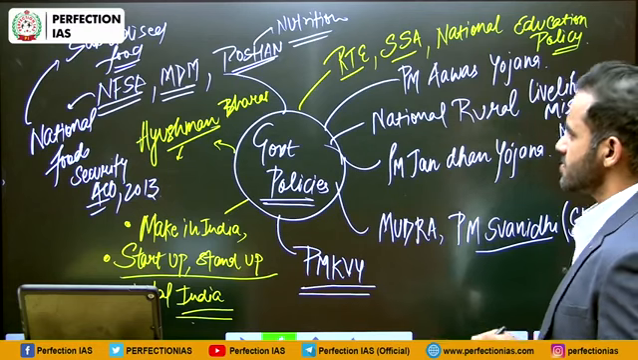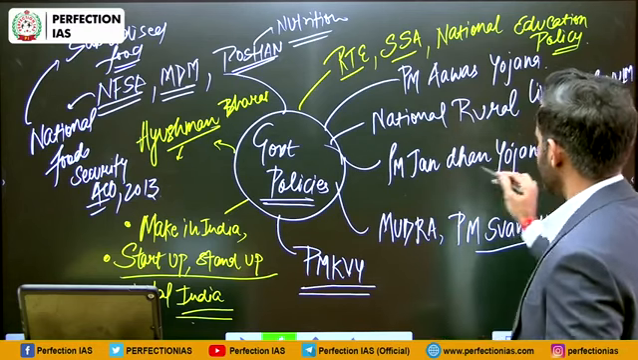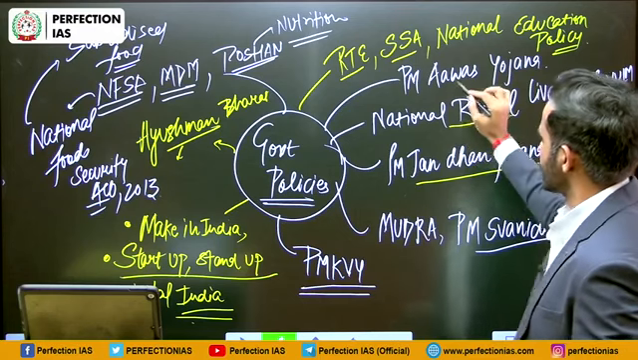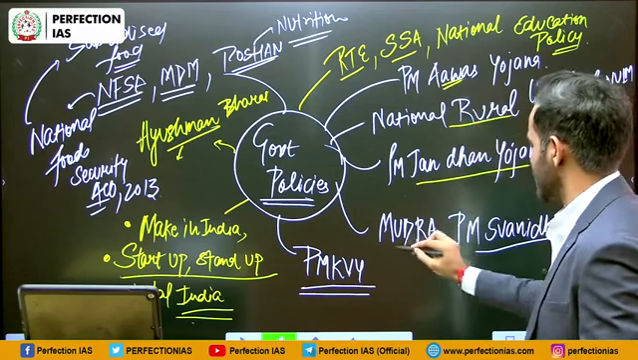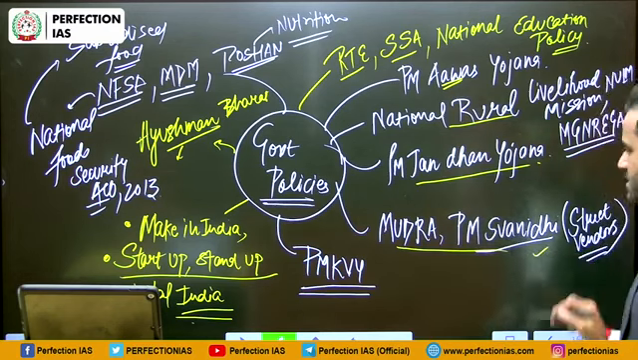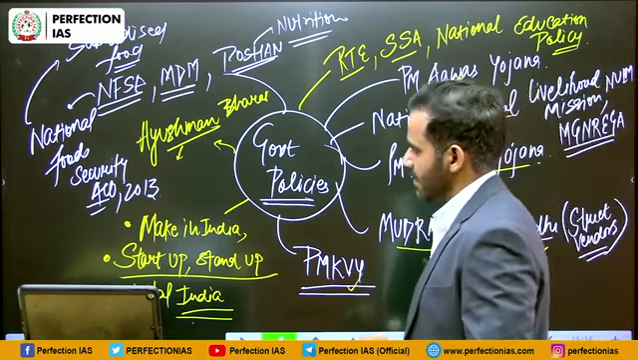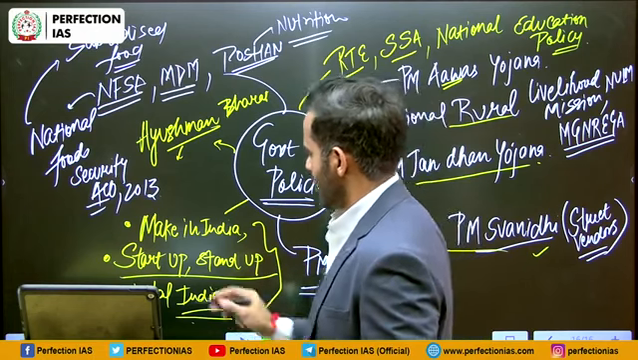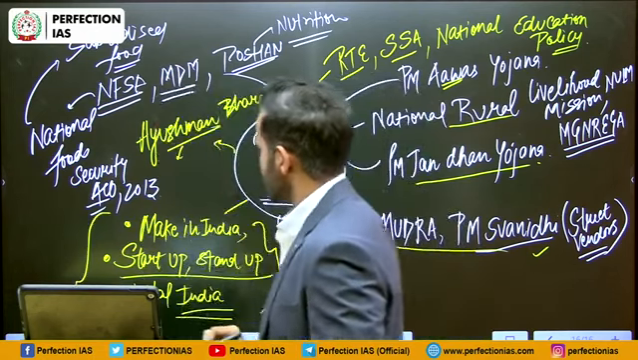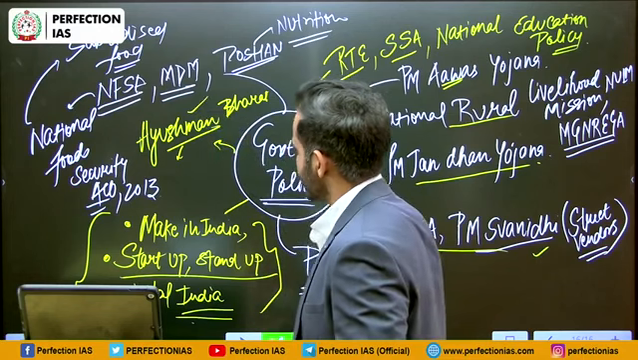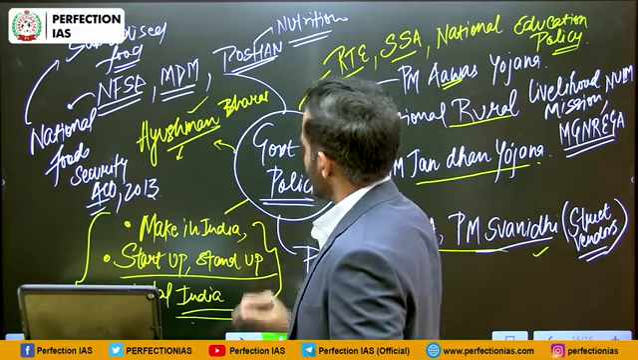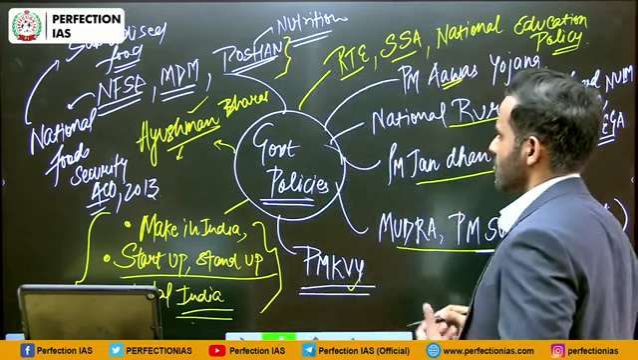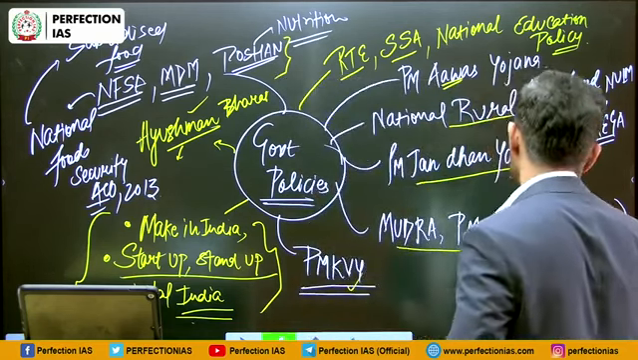Apart from that, your schemes should be multidimensional. For example, these are related to financial inclusion, this is related to employment generation, this is related to housing facility, this is related to credit facility, this will lead to skill development, these will lead to better entrepreneurship as well as manufacturing initiatives, this will lead to better health infrastructure, then this will address the problem of hunger. So this is how your answer can be multidimensional.